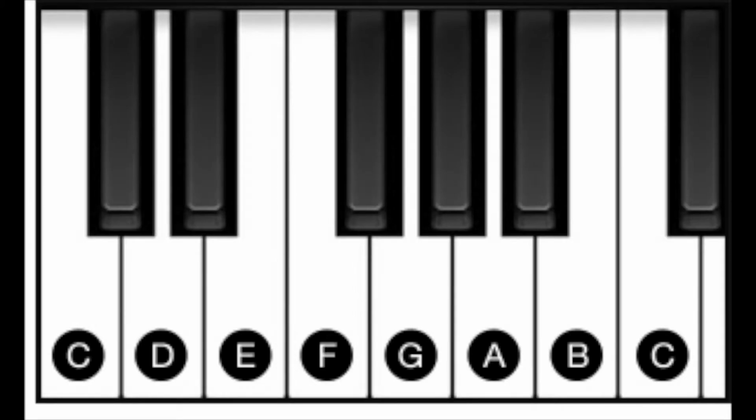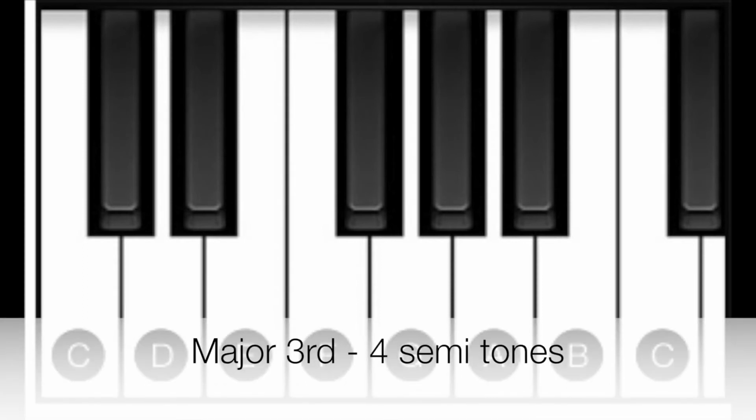Okay, so the 5th note stays the same whether it's major or minor, but the 3rd note changes. And we can tell that distance because it's a certain distance away from the root. So take C, for example. If you look at your piano, C to E is one semitone to C sharp, 2 semitones to D, 3 semitones to D sharp, and 4 semitones to E. So it's 4 semitones away from C. Now, all major 3rd intervals are 4 semitones away from their root. So we know that this C chord is a major chord.